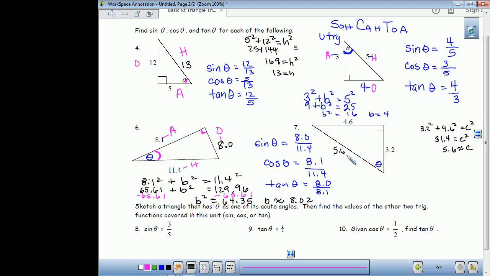Okay, so let's do another check step. This is our hypotenuse. This is our opposite side. This is our adjacent side. Did you label opposite, adjacent, and hypotenuse? Okay, now set up your 3 ratios. Sine of theta, cosine of theta, and tangent of theta.